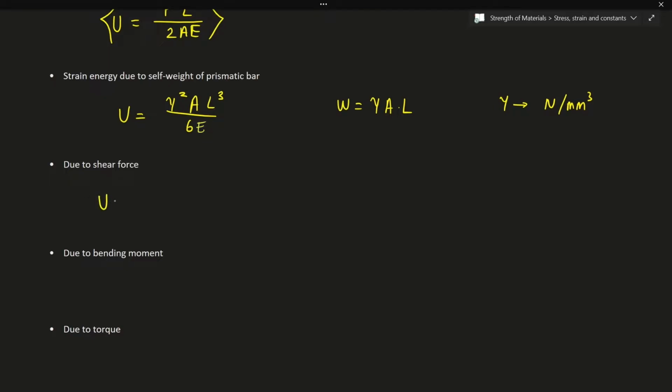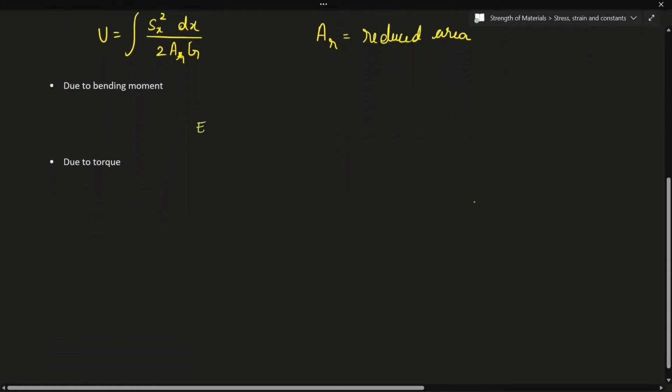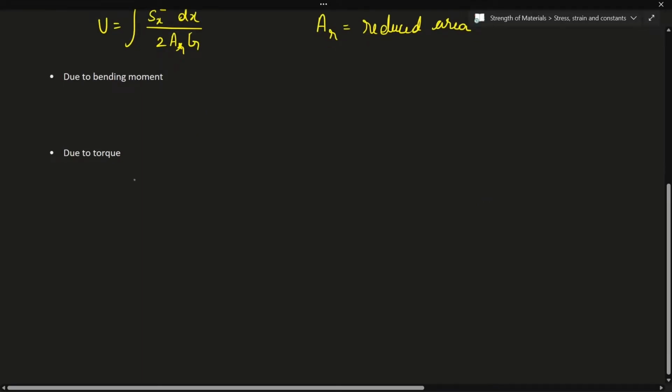So what about strain energy due to shear force? For shear force we'll have to integrate over the surface, so we'll have shear force as a function of x, squared, into dx, divided by 2 into Ar into G. Here Ar is the reduced area, right? After the area has been loaded and unloaded, we are going to have some reduction in the area. So we are talking about that.